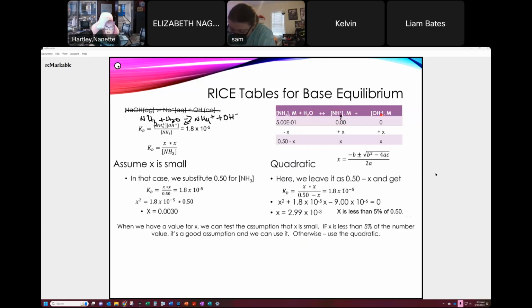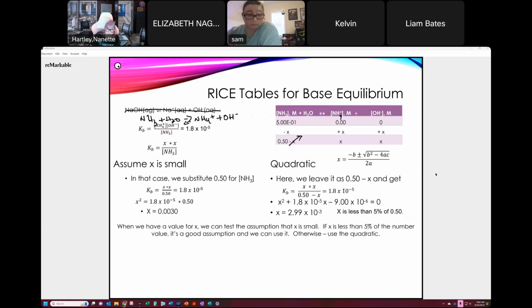Now I know that my KB for that is going to be the NH4 plus times the OH minus over the NH3. That also has a value of 1.8 times 10 to the minus 5th. Acetic acid and ammonia have the same K value. Right? My KB is going to be equal to X times X over the concentration of the NH3 because we make this assumption that this is small. So we set this up in exactly the same way that we did for our weak acids.